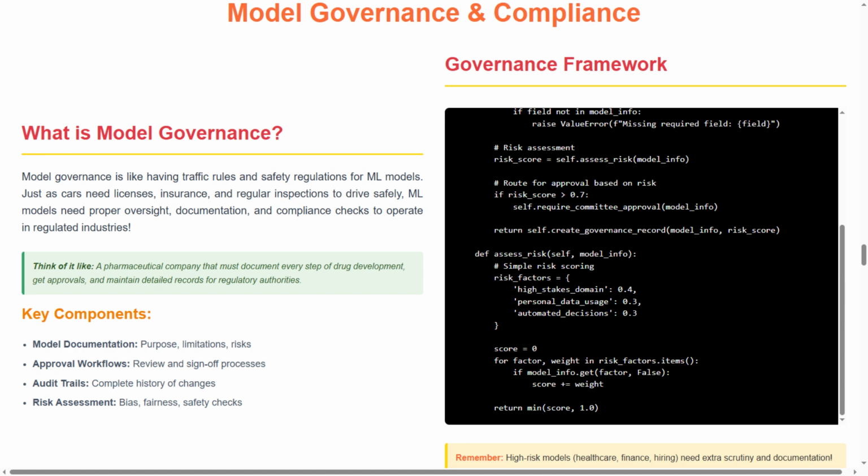Our key components include model documentation, purpose, limitations, risks; approval workflows, review and sign-off processes; audit trails, complete history of changes; risk assessment, bias, fairness, safety checks. Moving to our governance framework section. Here we have code for governance implementation. Now, let's look at the remember section. High-risk models in healthcare, finance, hiring need extra scrutiny and documentation. This is how we build responsible and compliant AI systems.